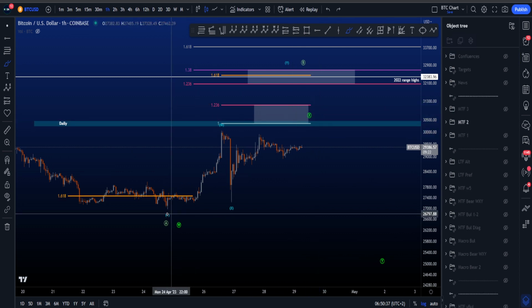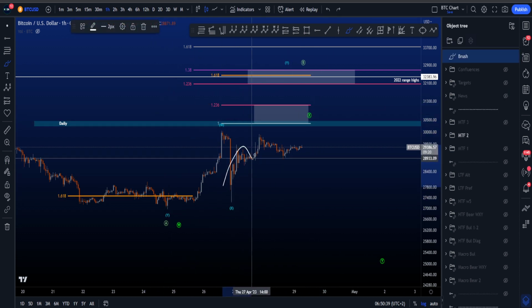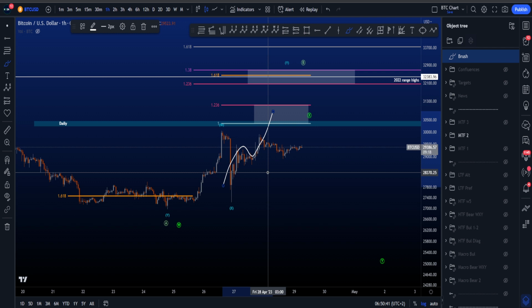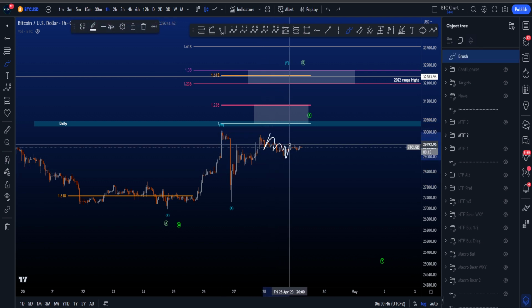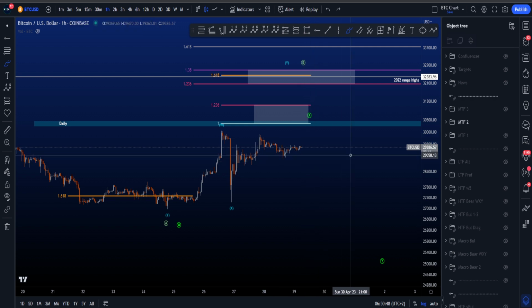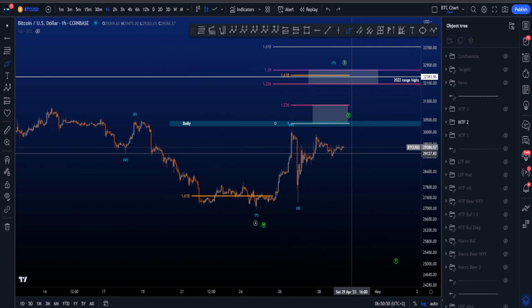So if this is a wave X, you want to see a 3-3-3. It would have been nice if this was going to be the last wave in a wave Y. But as you can see, we clearly didn't get that at the moment because of this range, and now it's ranging sideways again. So it's all taking a little bit too much time.